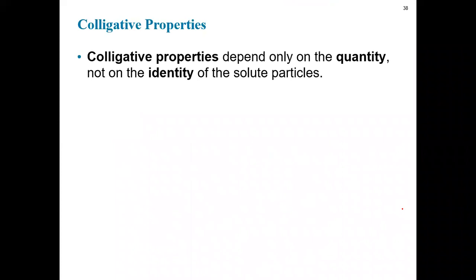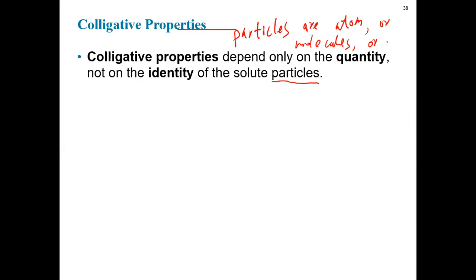Okay, so next section, we are going to study colligative properties. Colligative properties depend on only the quantity, not the identity of the solute particles. What do you mean by particles? The particles are maybe atoms or molecules or ions. So depending on how much of those are in our solution, some properties of the solution will depend on how much we have.